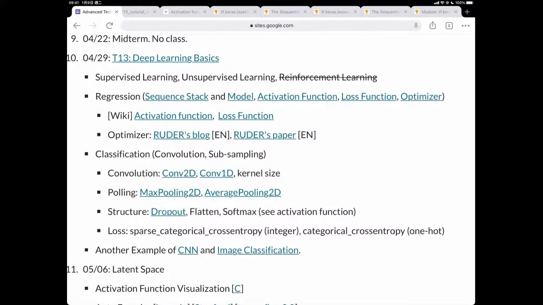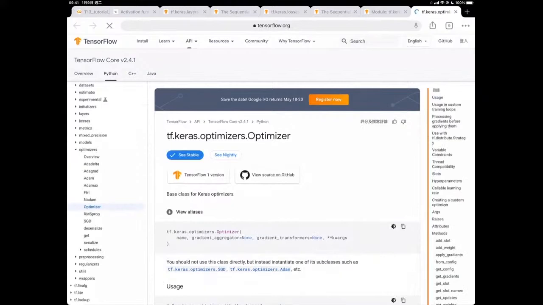The next one is optimizer. As we mentioned before, we have to calculate all those weights, W. Now, how do we calculate those weights? As I mentioned, we do partial differentiation to x1, x2, xn, and so on and so forth.